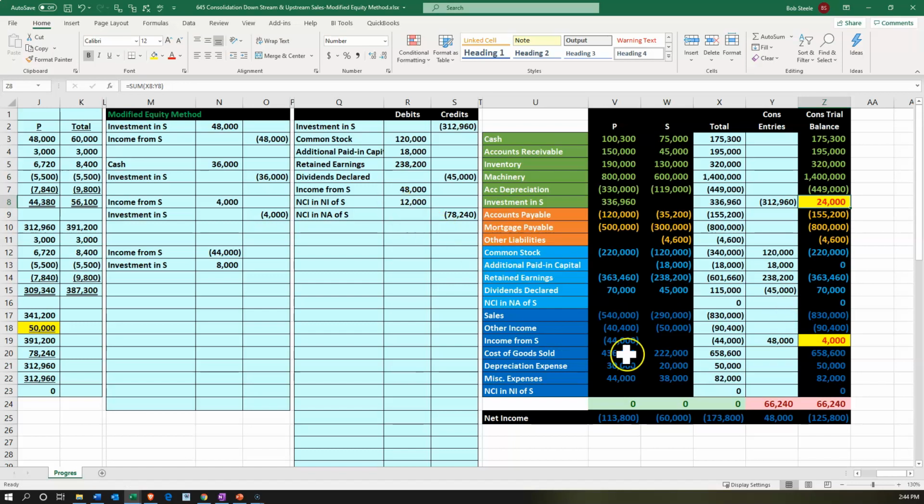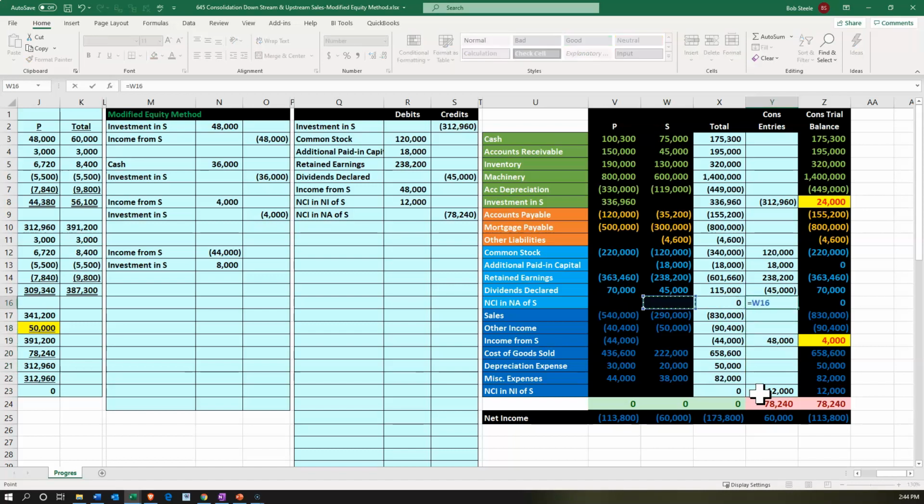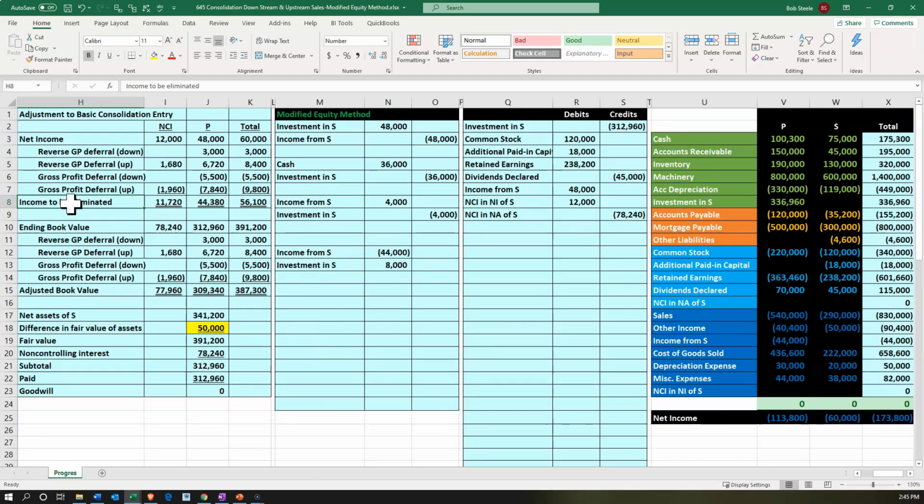And then we've got the non-controlling interest down here. So non-controlling interest of the 12, and the non-controlling interest here being the 78,240. That puts us back in balance. Now what I'm going to do is make an adjustment to basically tie this out to the table over here, just so we could see kind of our normal transaction.